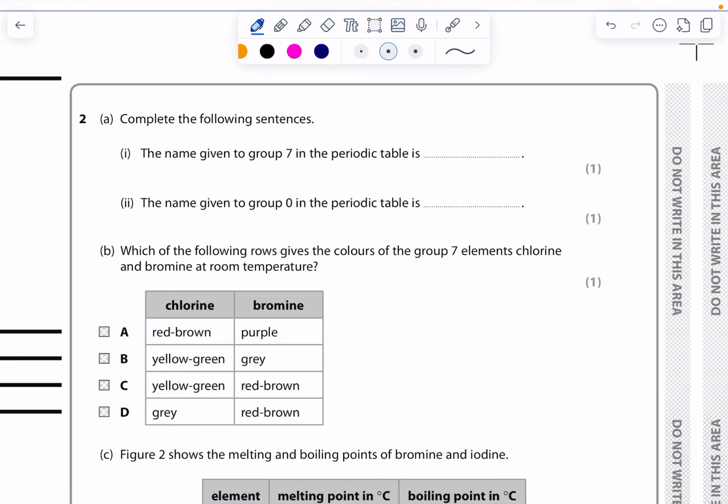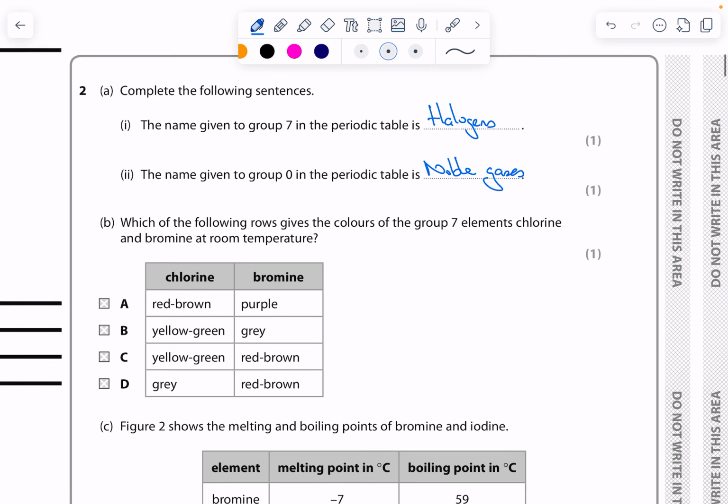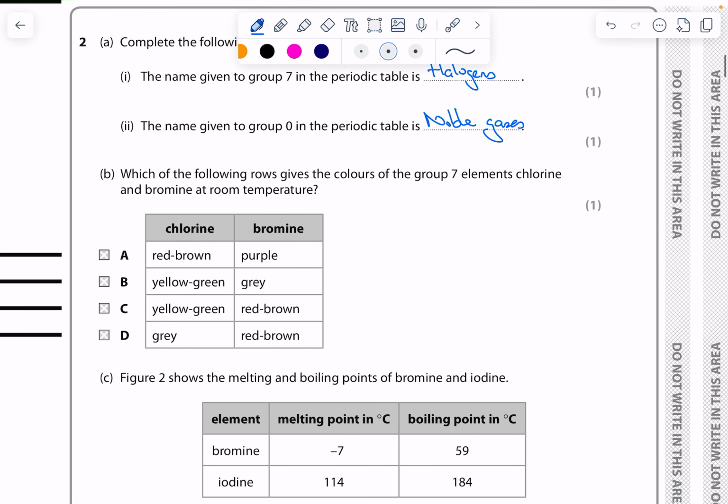So group 7 of the periodic table are known as the halogens, and group 0 of the periodic table are known as the noble gases. Which of the following rows give the correct colours for chlorine and bromine?